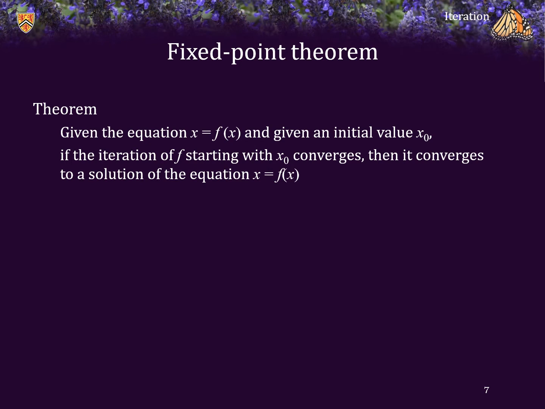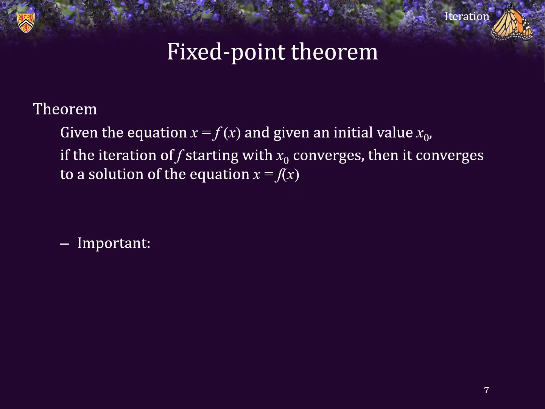This introduces our first theorem, the fixed point theorem. This theorem says that given the equation x equals f at x, where f is a function, and given an initial value x naught, then if the iteration of f starting with x naught converges, then it must converge to a solution of the equation x equals f at x.